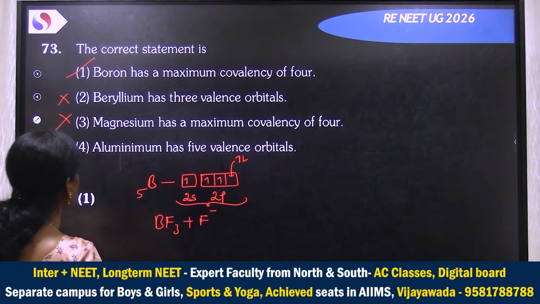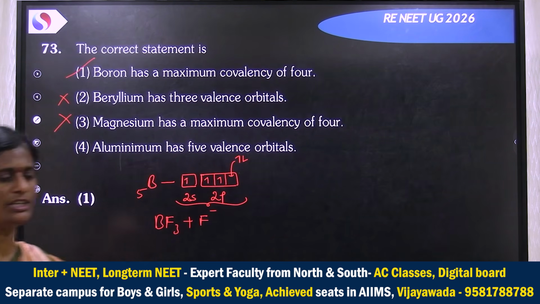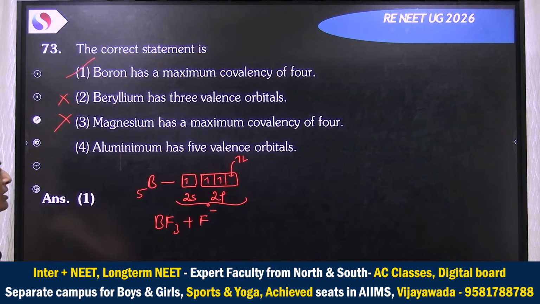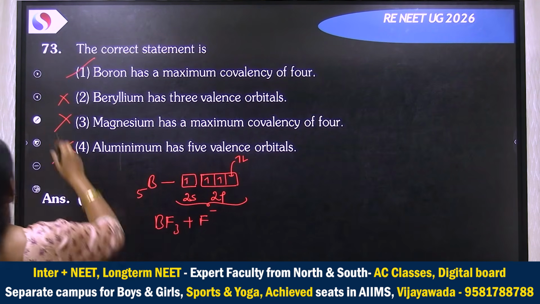And the 4th one is aluminum has 5 valence orbitals. But aluminum's outermost configuration is 3s2, 3p1, and there are 3 p orbitals and 1 s orbital, and vacant d orbitals are also present in aluminum. So 5 valence orbitals is a wrong statement. So the correct option is the first one.